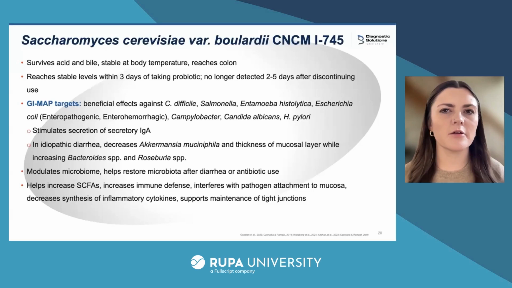Some other benefits here. So in patients with idiopathic diarrhea, it was found that they can have a thicker mucosal layer. And we want balance within the gut. More is not necessarily better. And so this particular strain helped to kind of balance things out. So it decreased acromegaly, reduced the thickness of the mucosal layer, and then helped to increase Bacteroides and Roseburia. It can be helpful in supporting the microbiome after diarrhea or antibiotic use. And then a number of other benefits in terms of barrier integrity, anti-inflammatory effects. So again, lots of different applications to consider here.